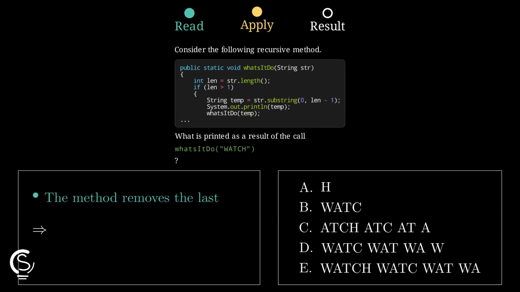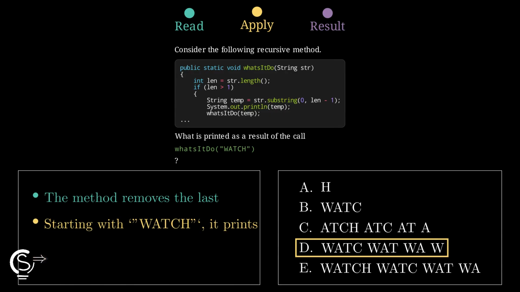This pattern repeats, stripping the last character and printing the result until the length is only 1. Finally, the recursion stops when the string length is no longer greater than 1. This leaves us with the sequence WATC, WAT, WA, and W.